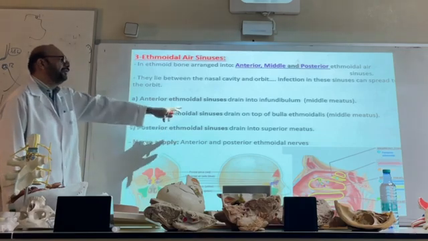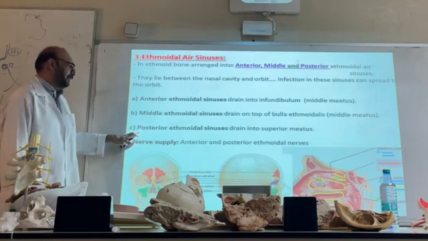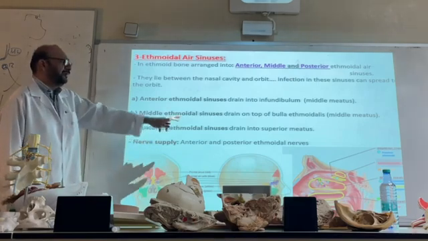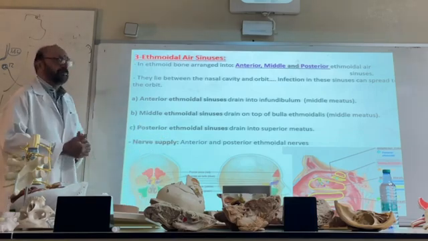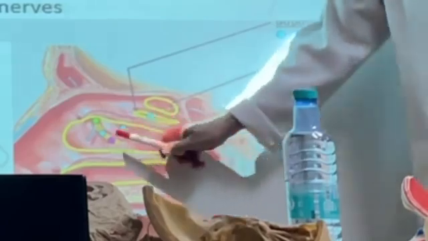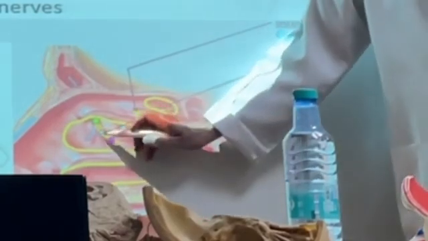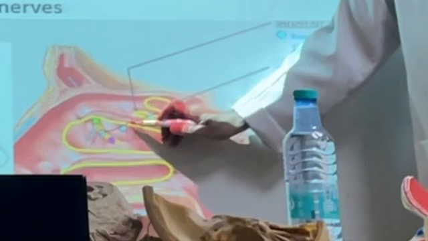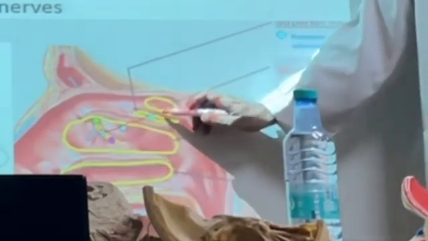Middle ethmoidal sinus drains into the top of the bulla ethmoidalis. You know this area. I will repeat it on the specimens. Posterior ethmoidal sinus drains into the superior meatus. And nerve supply: anterior and posterior ethmoidal nerves. This is the picture showing the sphenoethmoidal recess, superior meatus. Here, if you draw a straight line like this, you will find three of them, anterior, middle, and posterior, draining here. Anterior where? In the middle meatus. Middle where? Bulla. The posterior where? Superior meatus.